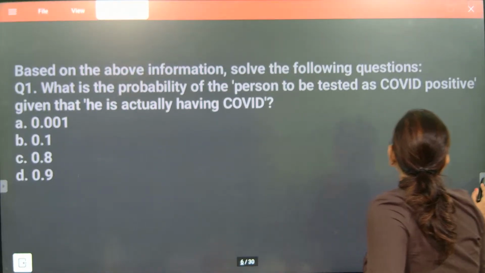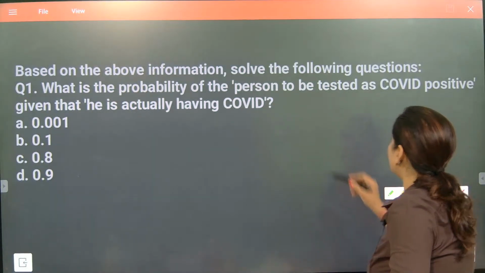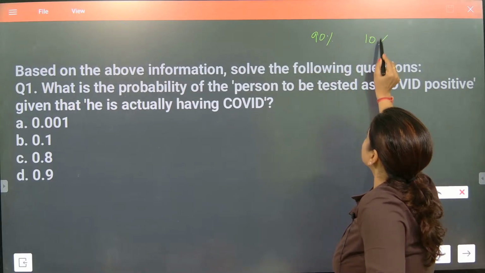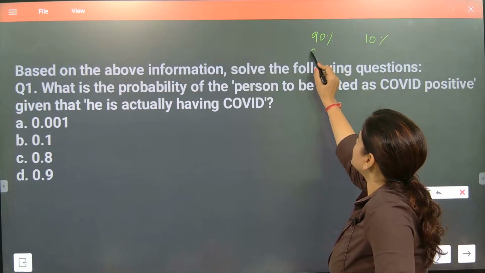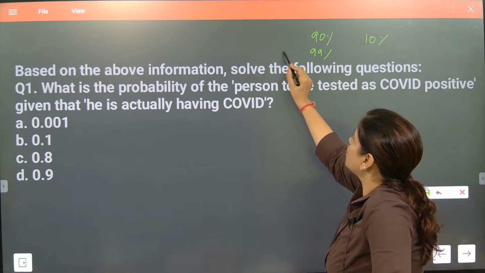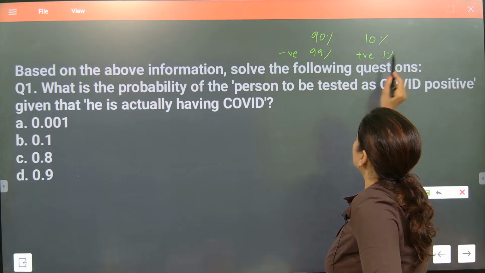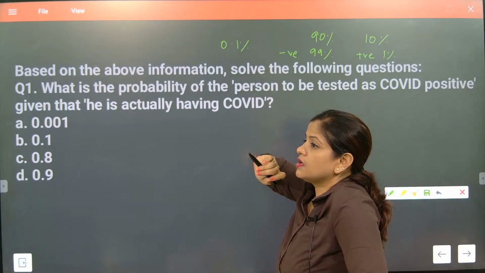So now what we are going to do, first we are going to write all the situations. What is the reliability of the test? The test reliability is 90%. It is catching COVID correctly. 10% it is not able to detect. Okay. Now 99% are COVID negative, 1% is COVID positive, and 0.1%.